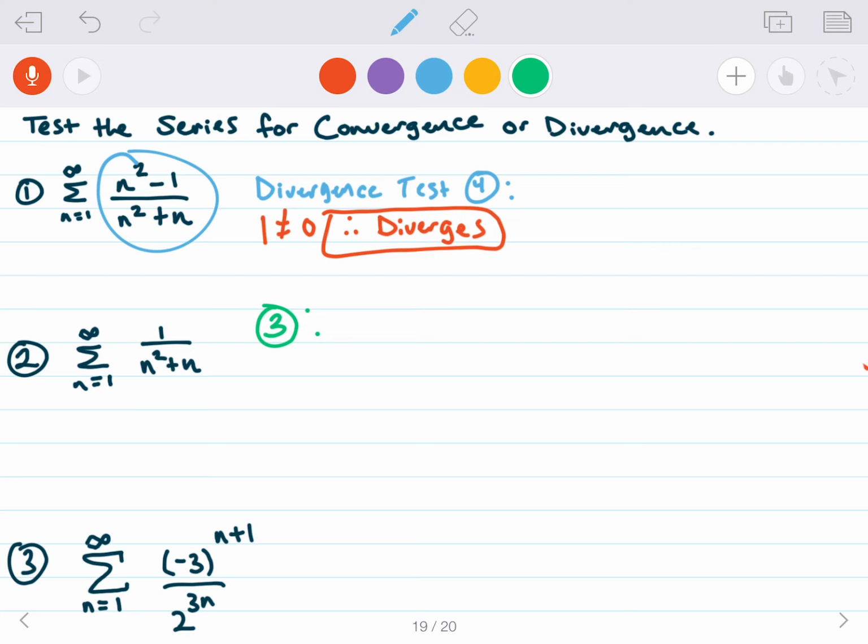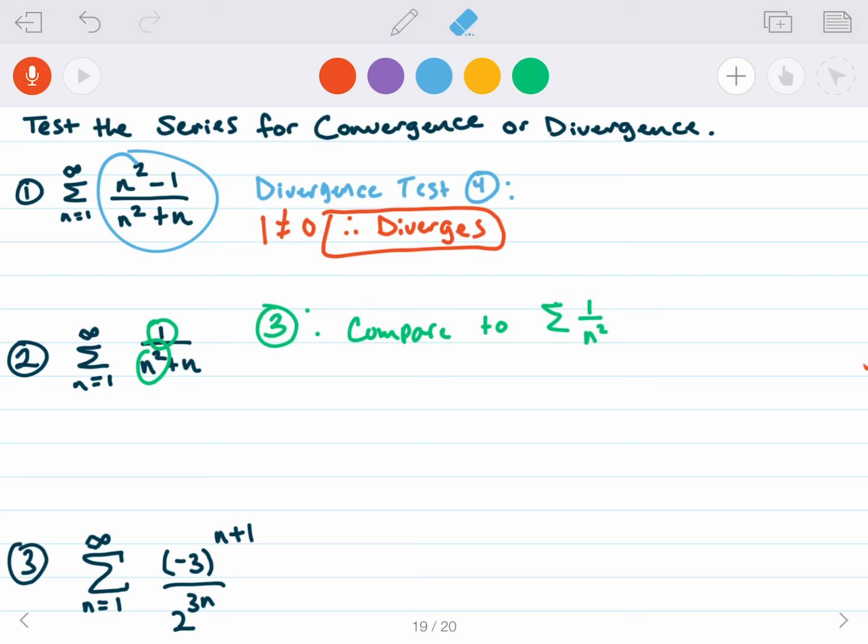Since I can see that there are only variables in the denominator here, I'm going to do the direct comparison test, the very first test we talked about in this lecture. Remember the trick: I took the highest power on top, highest power on bottom. So I want to compare to this series.